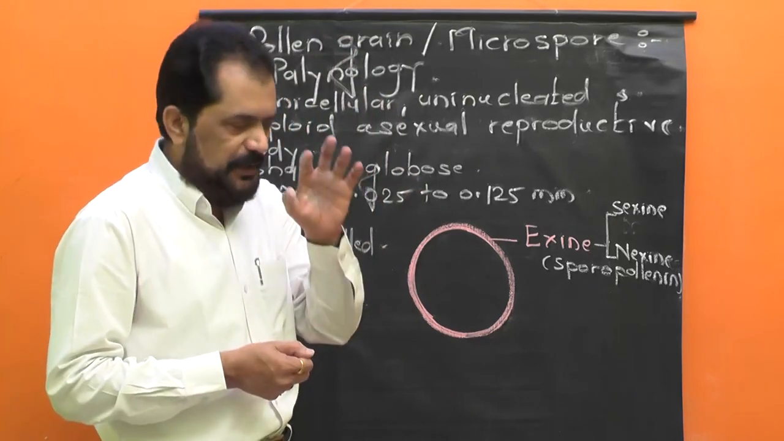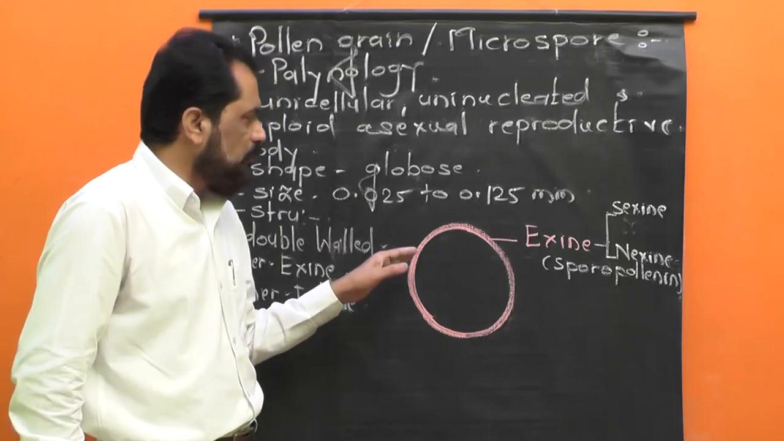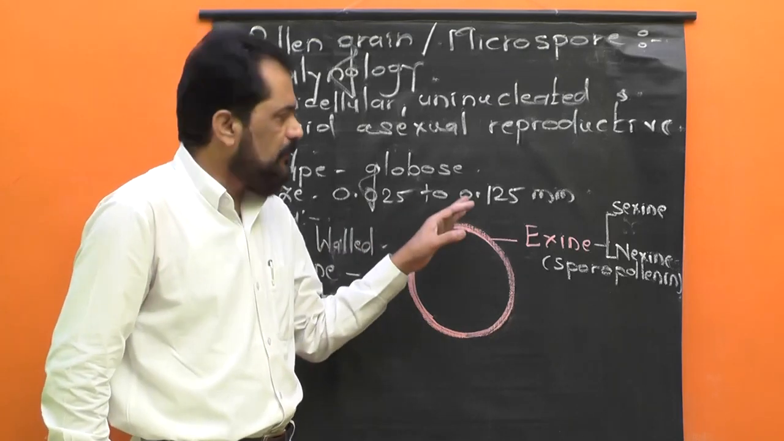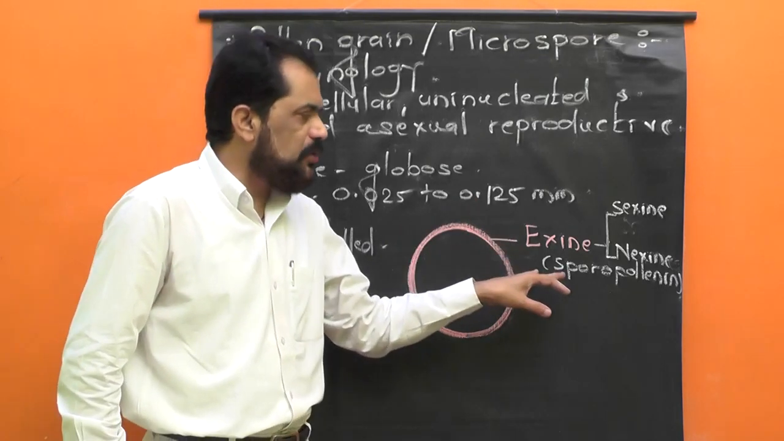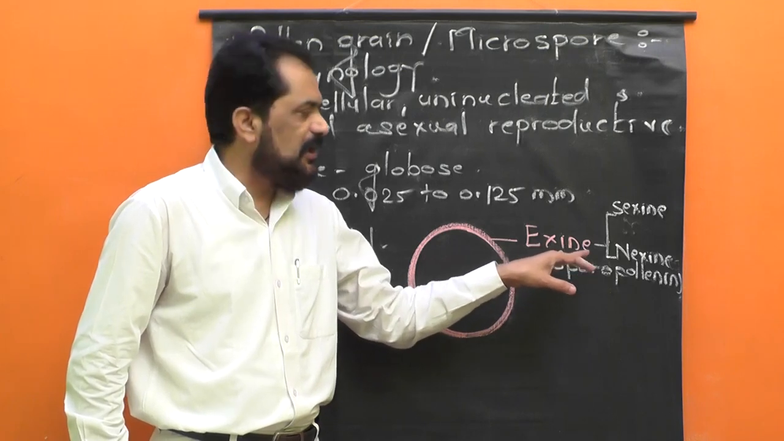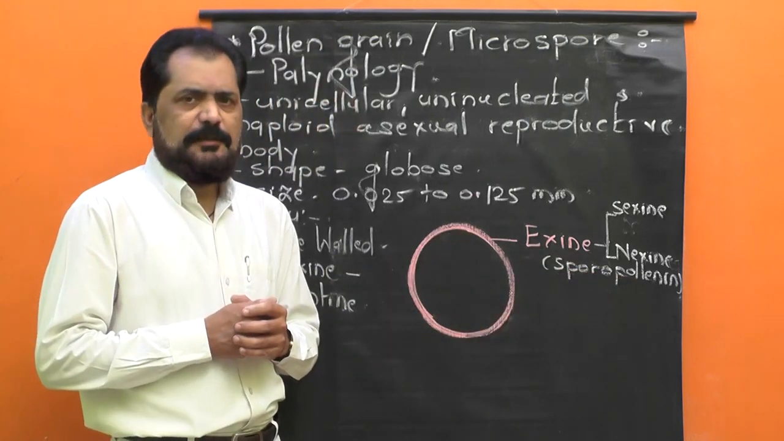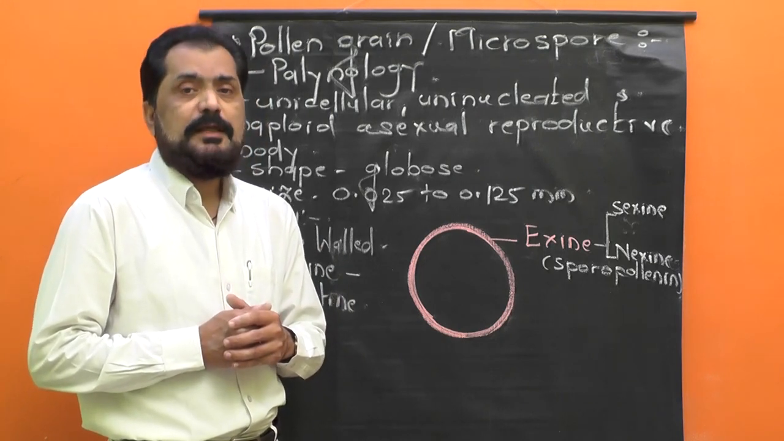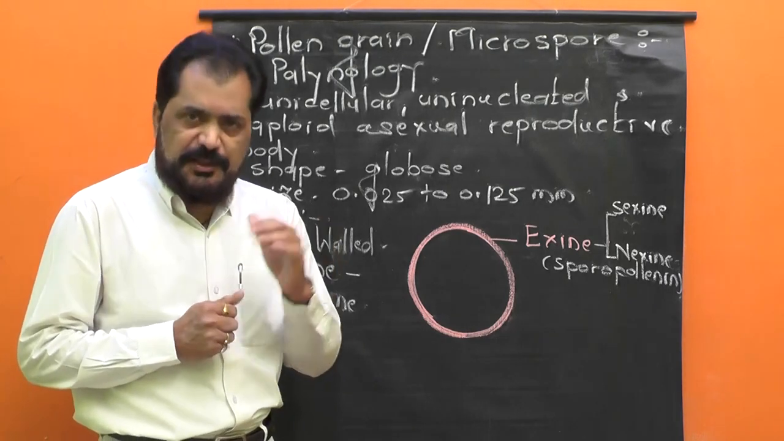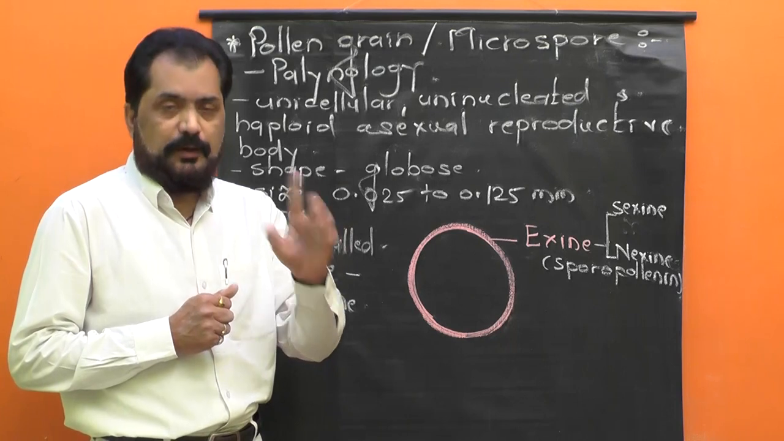But here, basically, we have to remember that exine is the outer, thick, tough, protective covering of pollen grain, and it is composed of the toughest biological material, that is sporopollenin. This exine may be smooth, may be spiny, may be rough, may be sticky. That depends upon the type of flower.